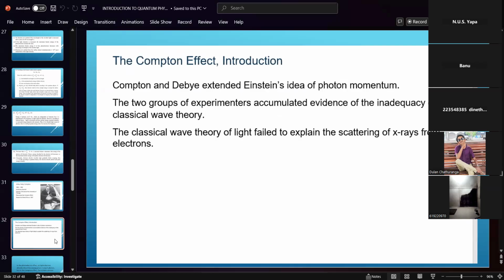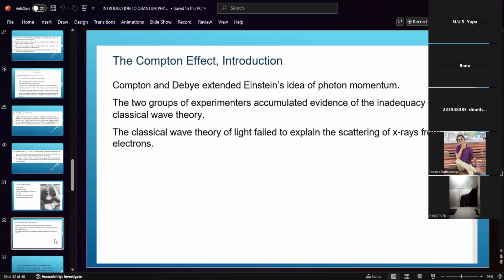Right? Then two groups did this experiment. The classical theory failed to explain the scattering of X-rays. Among the applications, one application of the quantum scattering can be written in radiobiology: we are using gamma rays and X-rays for the study of living organisms. Another application, in material science and technology, is X-ray diffraction. These are also related to the quantum effect, right?